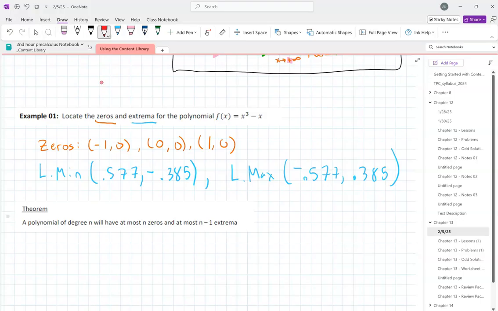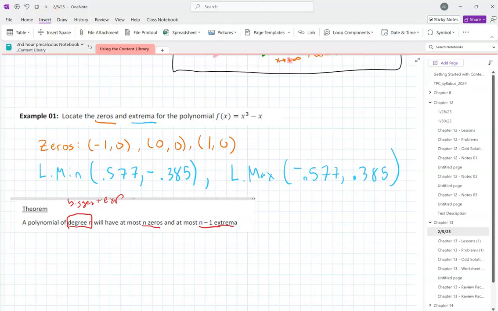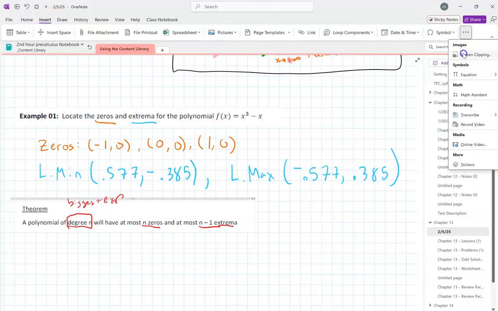So it says a polynomial of degree n. Remember, what's the degree? It's the biggest exponent. Will I have at most n zeros and then n minus 1 extrema? So let's do a quick example to show you how we can use that.